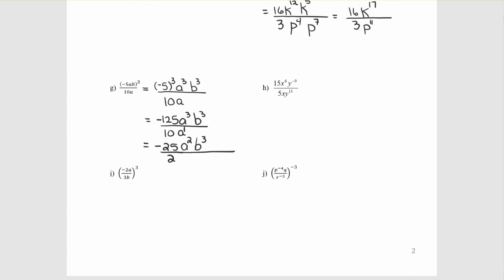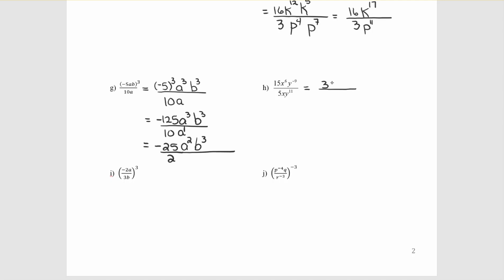For h, I have no powers on the outside to raise to, so I'm going to go ahead and start simplifying the number parts first. 15 divided by 5. Well, 5 goes into 5 once. I could put a 1 down here, but I don't have to. And 5 goes into 15 3 times.